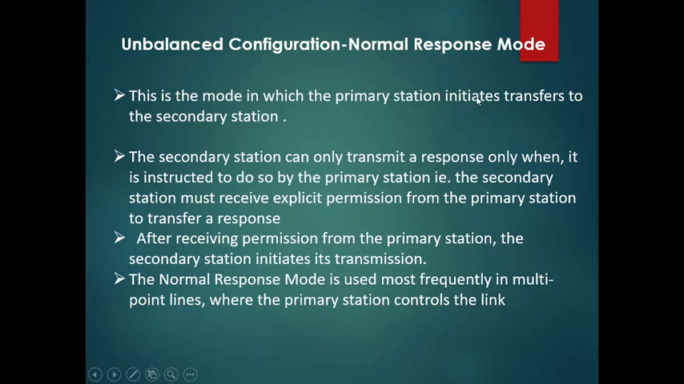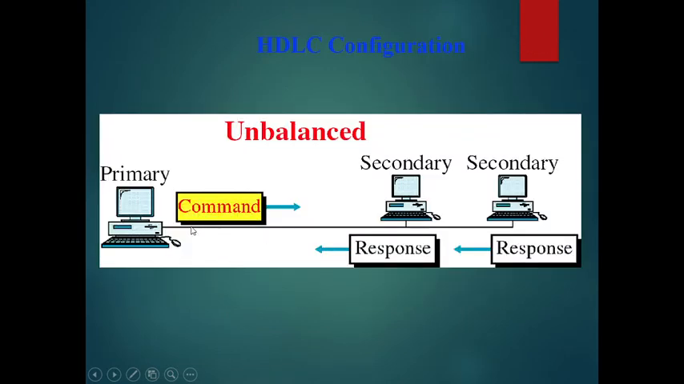The primary station has to initiate the transfer, and only after the initiation from the primary station can the secondary station give back the necessary frames. After receiving the permission only, the secondary station can initiate the transmission, and this type of mode is used most frequently in multi-point lines where the primary station controls the link. In the figure also you can see the link control is in the primary station. Like a master, it gives a command, and only after receiving the permission can the secondary stations respond to the primary station.